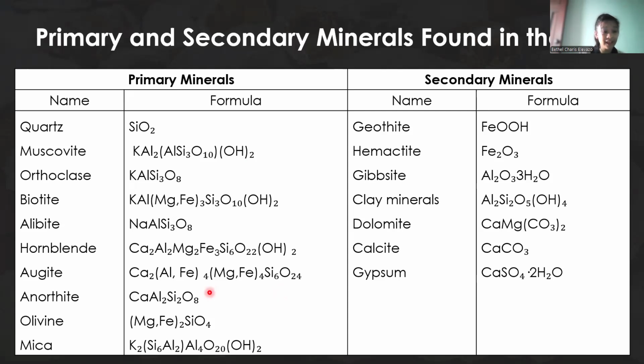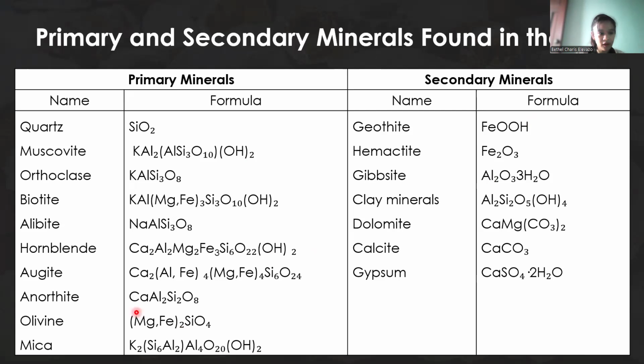Next is si anorthite. It contains calcium, aluminum, silicon, and oxygen. It is a calcium-rich feldspar na again matatagpuan sa igneous rocks. Next, si olivine. Okay, it contains magnesium, iron, silicon, and oxygen. Okay, si olivine, mabilis siyang mag-weather. So ito, yung mga nababanggit nating mabilis mag-weather na primary rocks, ito yung nata-transform into secondary rocks.